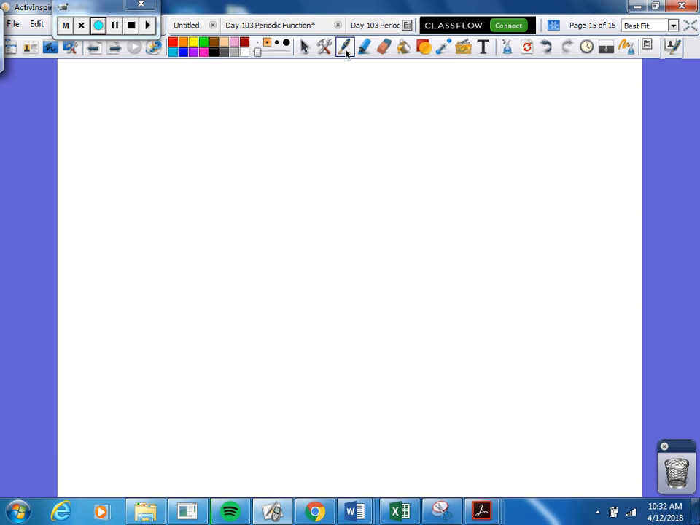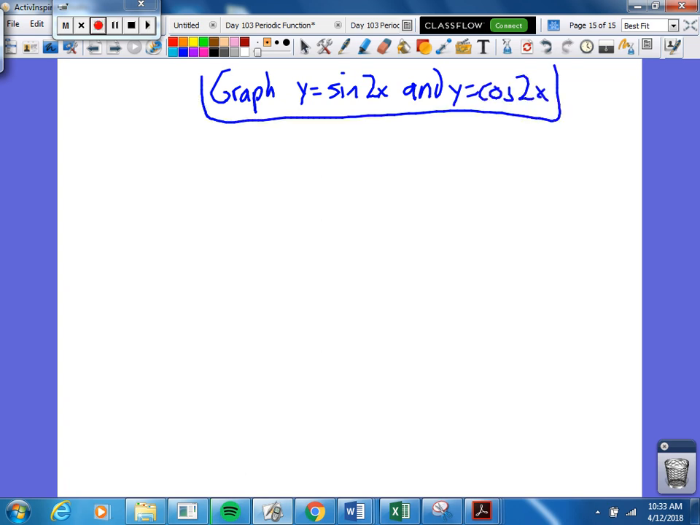Okay, so what we're going to do today, we're going to graph a bunch of functions. So we're going to graph y equals sine of 2x and y equals cosine of 2x. So that's your title. Everything is in your notebook right now. So we're going to do a bunch of stuff like this.